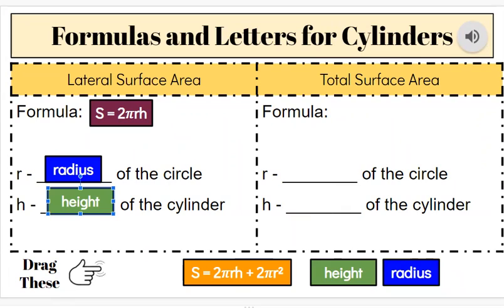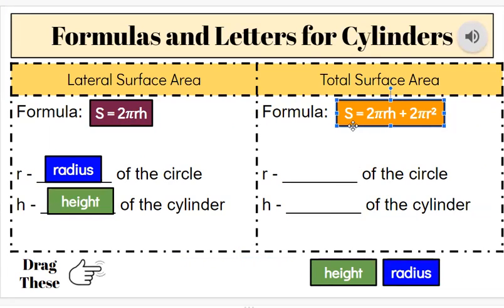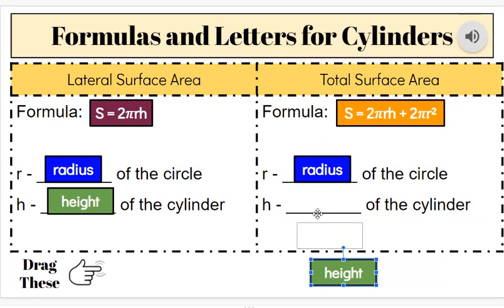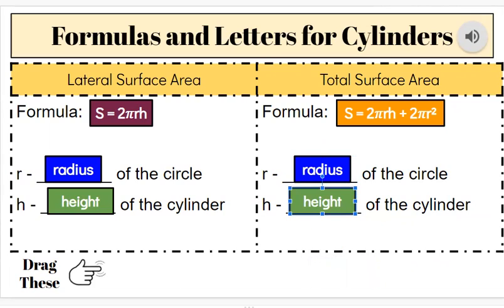The formula for total surface area is that lateral surface area plus the area of the two circle bases. So S equals 2 pi rh plus 2 pi r squared, where again, r represents the radius of the circle and h represents the height of the cylinder.